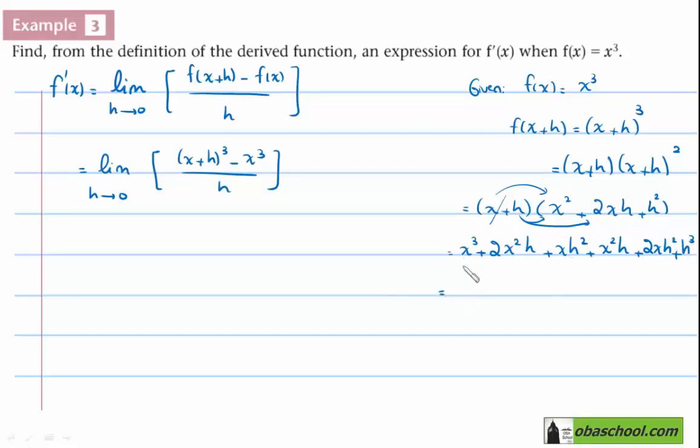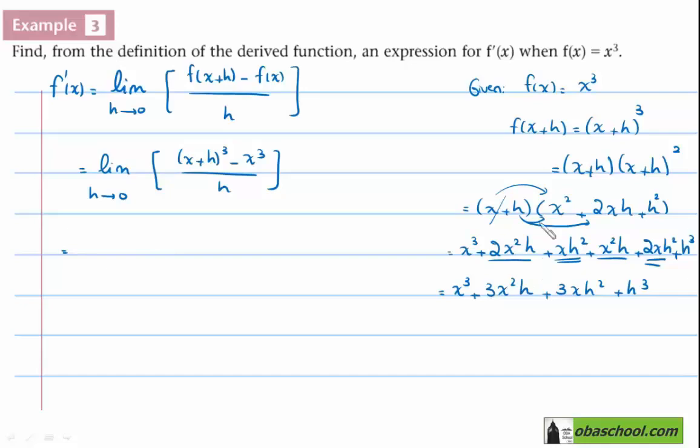Let's substitute this now in the definition, or first we can collect the same terms. Then we have x cubed, plus 2x squared h and x squared h make 3x squared h. Then the remaining is going to be xh squared and 2xh squared make 3xh squared, plus h cubed. It has no similar term.